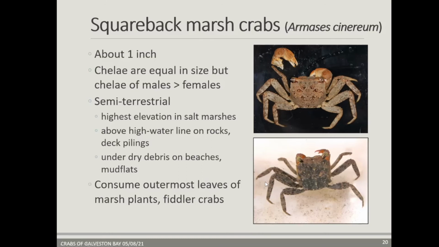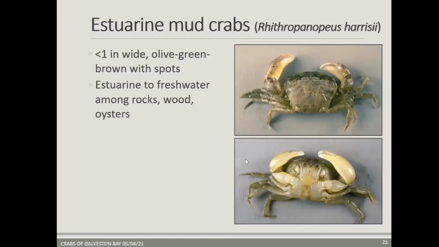They consume only vegetation, like algae on the rocks or algae on the deck pilings. And in the marsh, they eat the outermost leaves of some of the Spartina plants and other plants. In Cape Cod, they have been responsible for actually destroying some Spartina marshes there, but I don't think we have any fear of that in the Gulf Coast. I think in Cape Cod, they don't have much to eat, so that's what they are eating on.